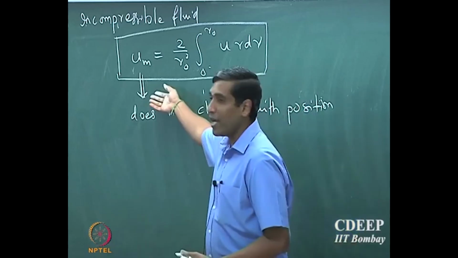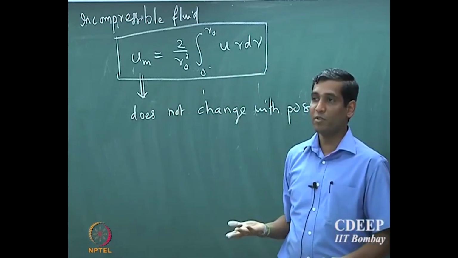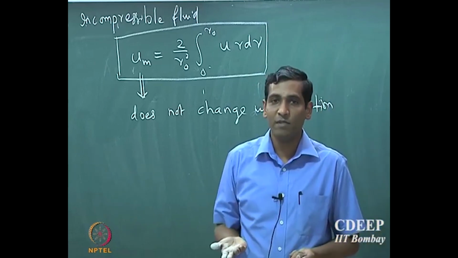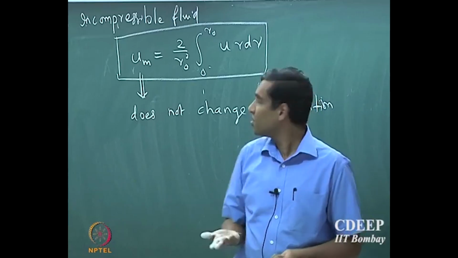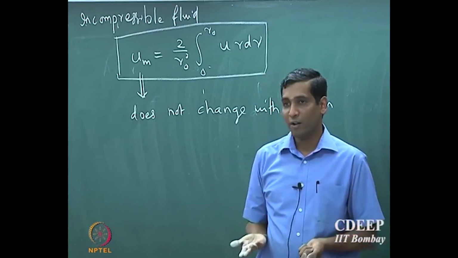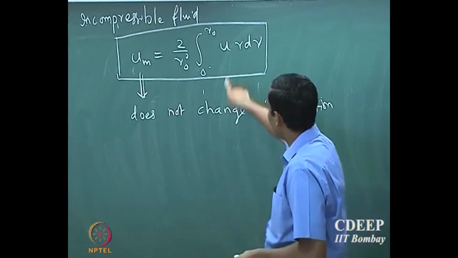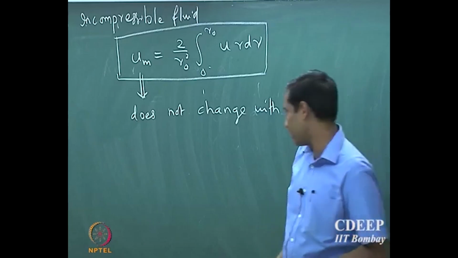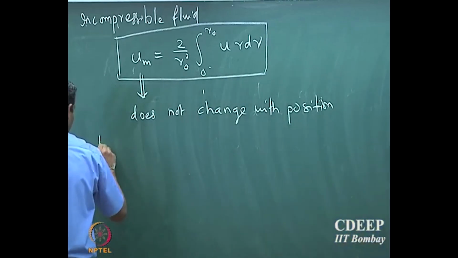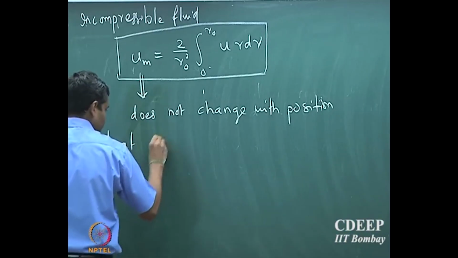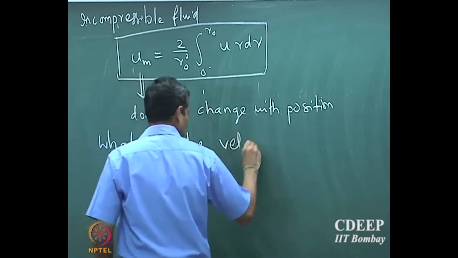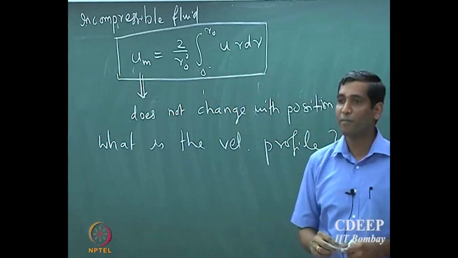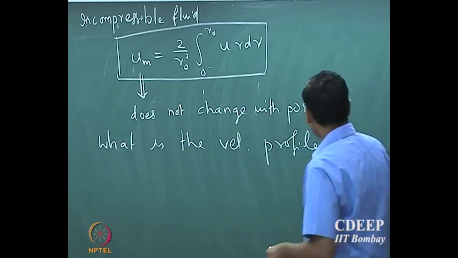But if you need to find UM, you need to know what u is, right? If I don't know what the local velocity is, at least in a fully developed regime, then I will not be able to find out the average velocity. So the next exercise is to find out what the velocity profile is, at least in a fully developed regime.